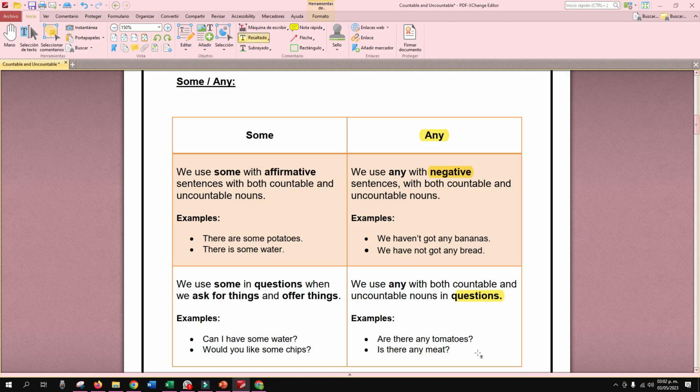Are there any tomatoes? Algunos tomates? Is there any meat? Algo de carne? We can say that with any. So, some, you're going to use only with affirmative sentences. No va a utilizar any con afirmativo, ni some con negativas, ¿verdad? Sino que son afirmativas y también preguntas cuando usted está preguntando por algo o ofreciendo algo. Y any ya es para negativas y para preguntas.